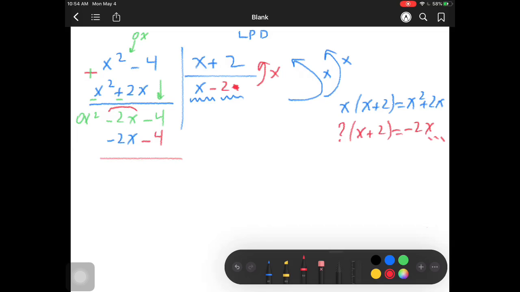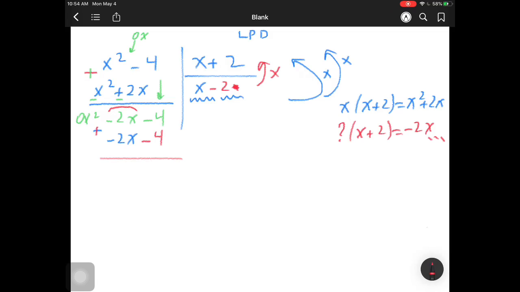The operation that you carry out now is subtraction. Instead of subtracting, you can add if you change, invert, reverse these signs. Minus 2x plus 2x is 0x. Minus 4 plus 4 is 0. And that's it. You have a remainder of 0, which means that x squared minus 4 divided by x plus 2 is actually x minus 2.